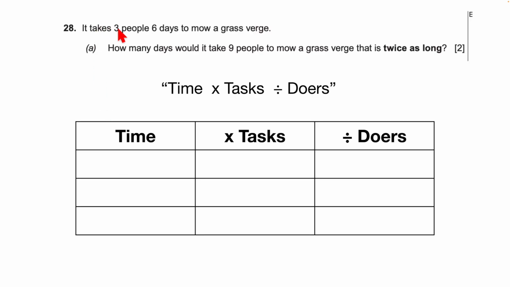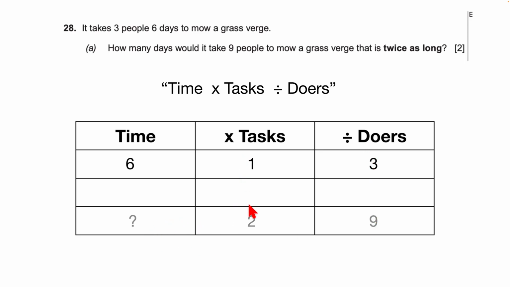It takes 3 people 6 days to mow a grass verge. It's a very big grass verge, that is. How many days would it take 9 people to mow a grass verge that's twice as long? Okay, so time times tasks divided by doers. Let's get our columns together. It's 6 days. We have 1 grass verge to mow, and we have 3 doers, 3 people. What we want to know is, when the task is 2, twice as big, and we've got 9 people, what is the time it takes?